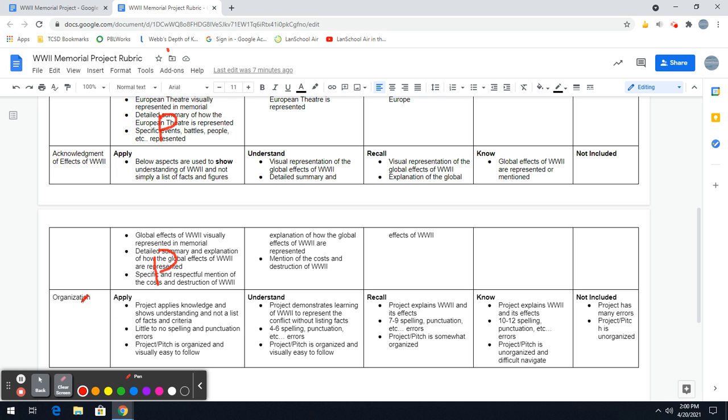Finally is just the organization piece. So your project applies knowledge and shows understanding. It's not just a list. It's not just you saying this battle happened, this person died, this person was elected president, bam, we're done. There is not a lot of mispronunciations. There's not a lot of spelling errors. And then finally, your pitch is easy to follow. It's organized. That's where you should definitely have it rehearsed.